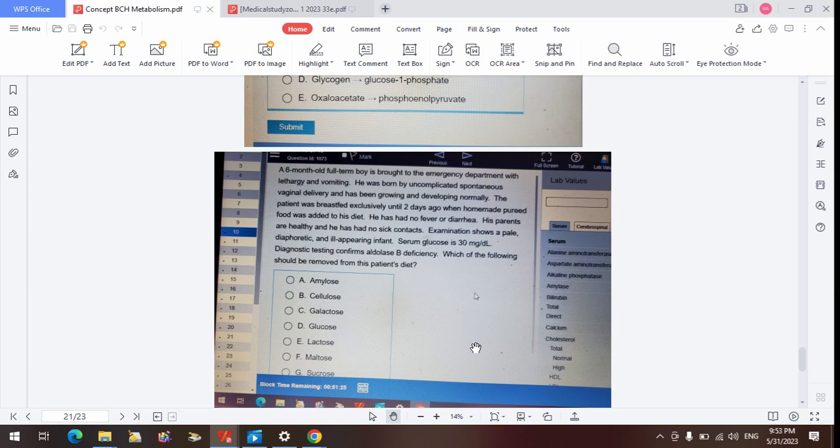So that should be, okay, hereditary fructose intolerance, right? Exactly, that's very correct. So we should remove sucrose from the baby's diet. Why are you saying sucrose? Because it is a disaccharide of fructose and glucose. Nice one, Dr. Adu.